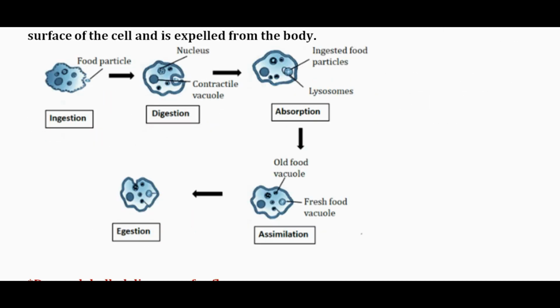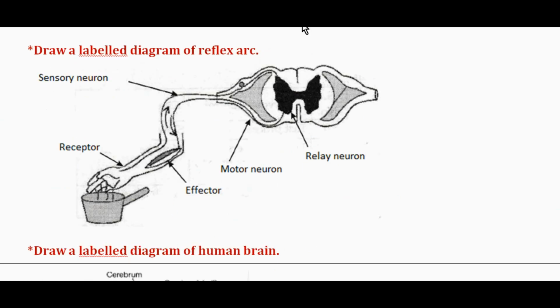And the process, by the diagram you can see, is ingestion, then digestion, then absorption, then assimilation and then egestion. Next question, draw a labeled diagram of reflex arc. This is sensory neuron, this is receptor, effector, motor neuron, and relay neuron. You have to draw this figure and practice in your copy.